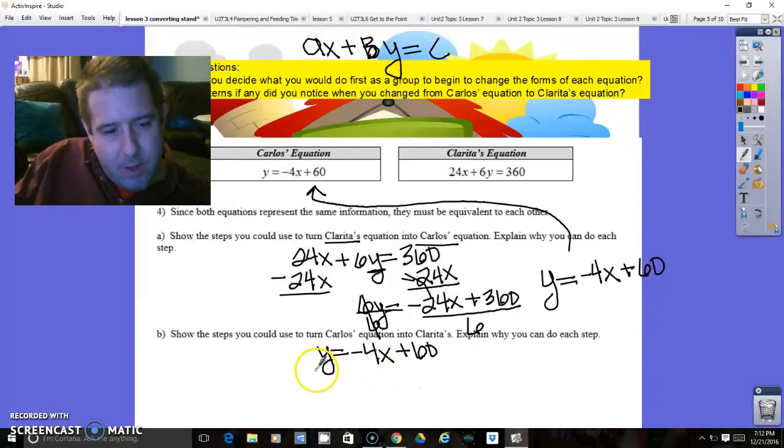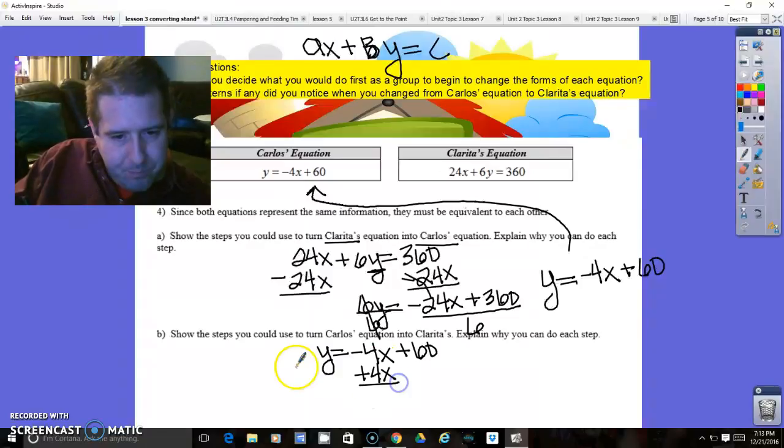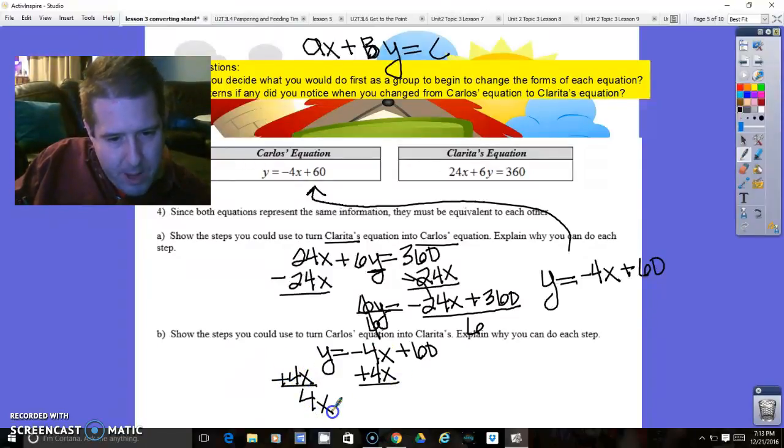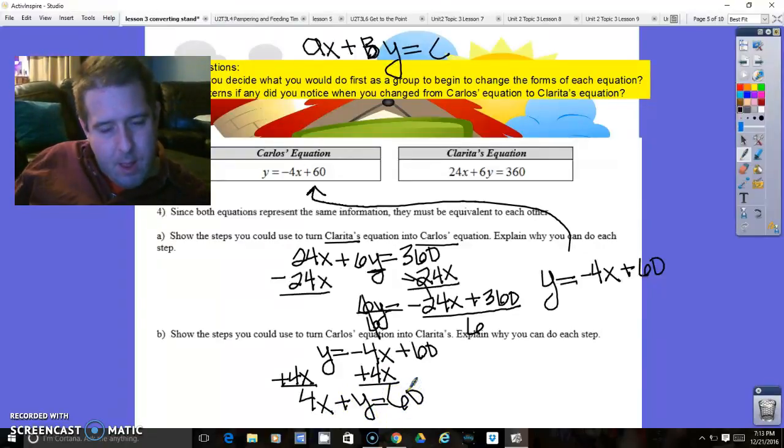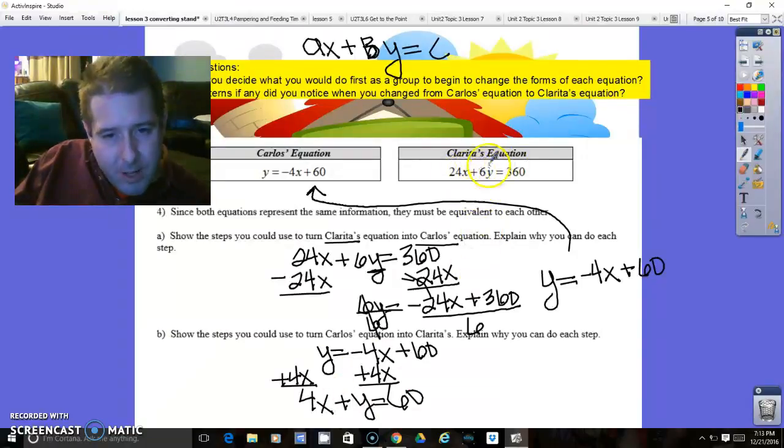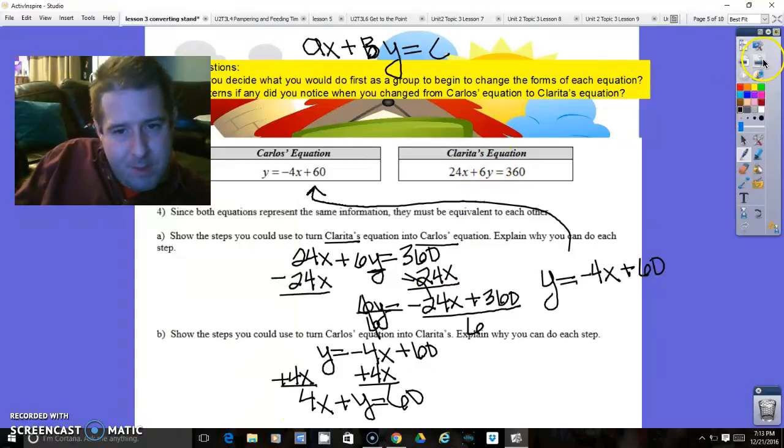So y is already on the left. That's good. The ax needs to be moved. So I'm going to use the addition property of equality to add 4x to both sides. And that gives me 4x plus y equals 60. Now, that is in standard form at this point, but it doesn't look like Clarita's because I would need to multiply everything by 6. This time 6, this time 6, this time 6, and then it would look exactly the same.